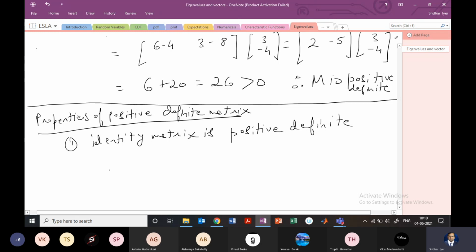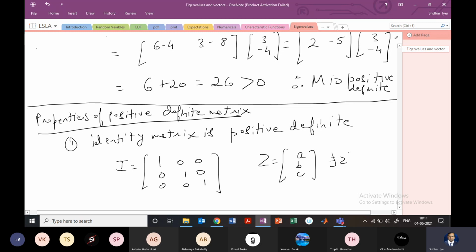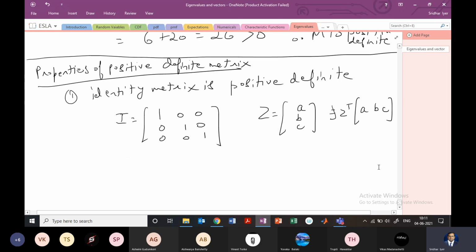So if we are given a matrix which is identity, let's take an example. We'll take an identity matrix, a 3 cross 3 matrix: 1 0 0, 0 1 0, 0 0 1. Let's say Z, which is given to us, is some A, B, and C. Therefore, Z transpose will become A, B, and C. The column matrix will convert into a row matrix there.